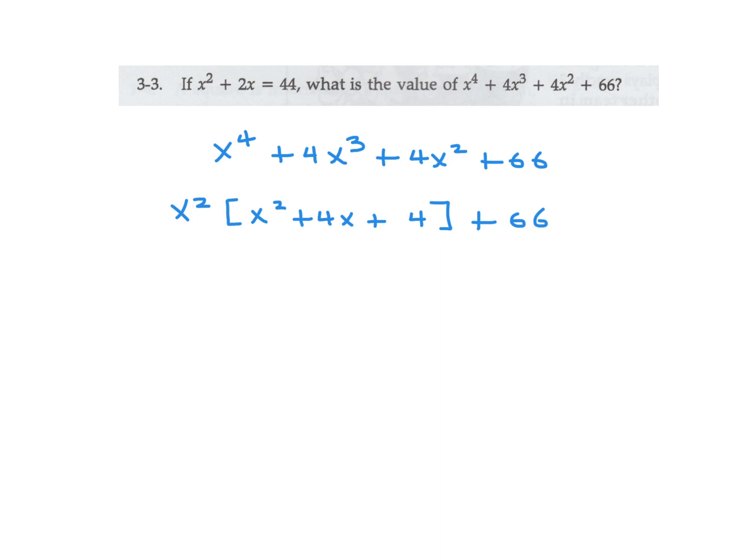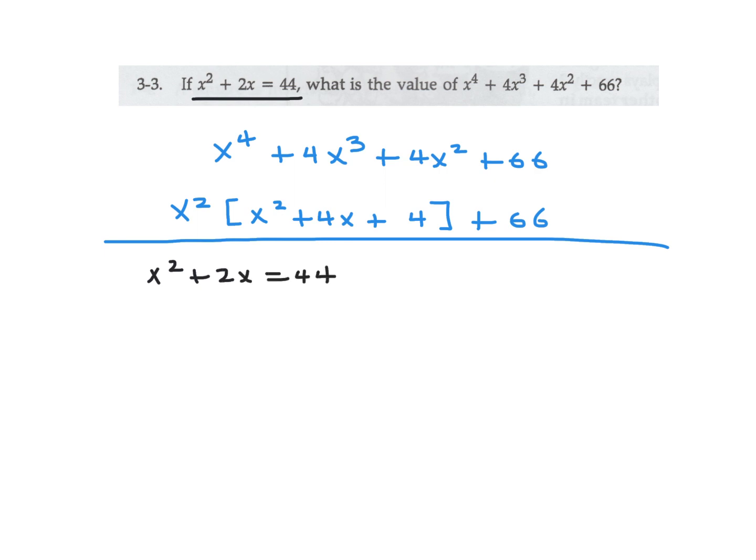I don't see how that helps. Let's try a different approach. Let's start with this guy. X squared plus 2x is 44. And eventually we have to get that, so we have to get some power of 4. So what if I squared it? Squaring both sides would definitely give me a power of 4. 44 times 44. So I basically just squared both sides.